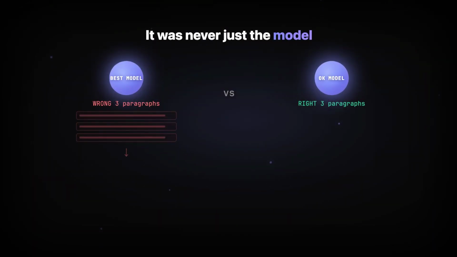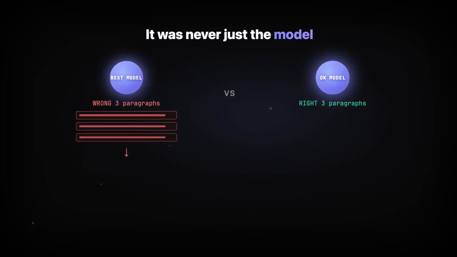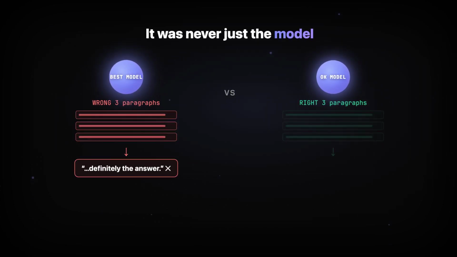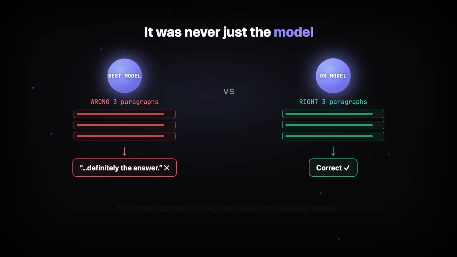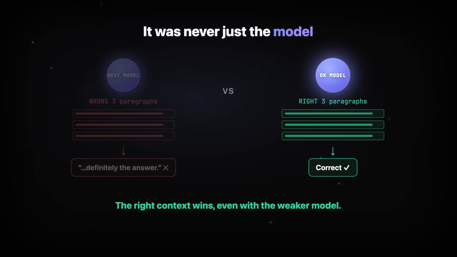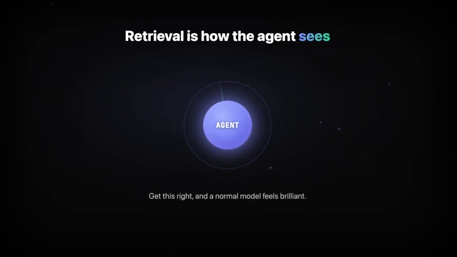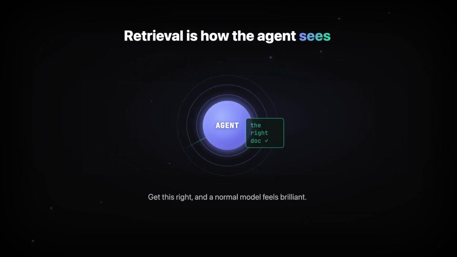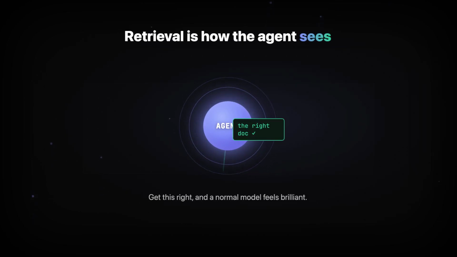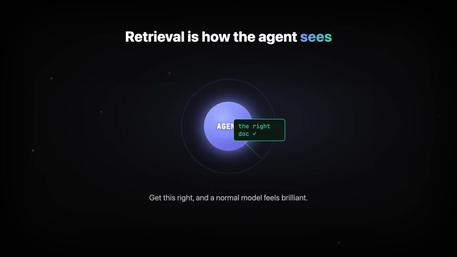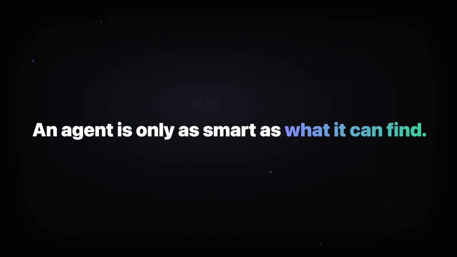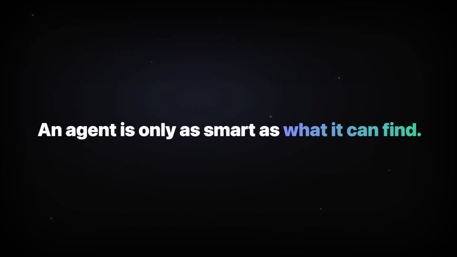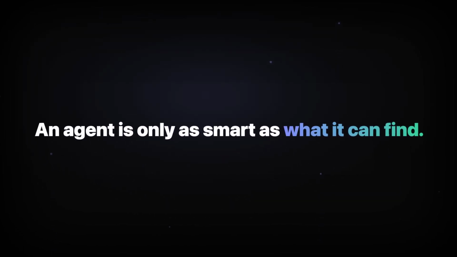Step back because this changes how you build agents. We tend to focus on which model is smartest, but the more useful framing is this: an agent is only as good as what it can find and bring into focus at the right moment. The smartest model available looking at the wrong three paragraphs just gives you a confident wrong answer. So, retrieval is how the agent sees, it's the senses. Get it right, and an ordinary model starts to feel sharp because every time it answers, it's looking at exactly what it needs. That's the skill worth focusing on right now.